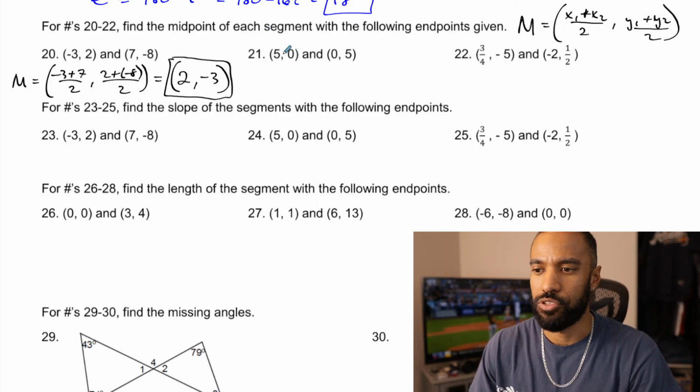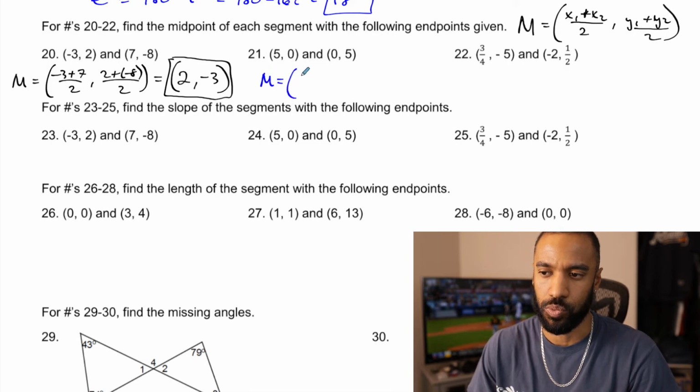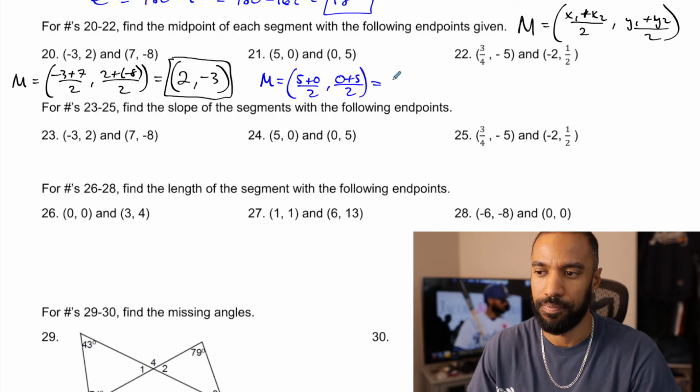All right. Between 5, 0 and 0, 5, you average your x's here. You might be able to know this one already. This 5 plus this 0, 5 plus 0 divided by 2. And then this 0 plus this 5 divided by 2. So 5 divided by 2 for each of them. That's 2.5, comma 2.5.